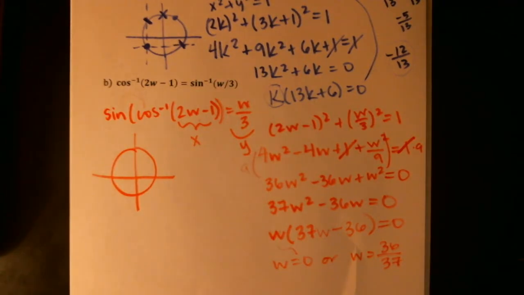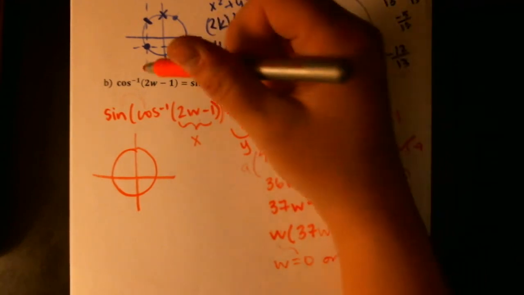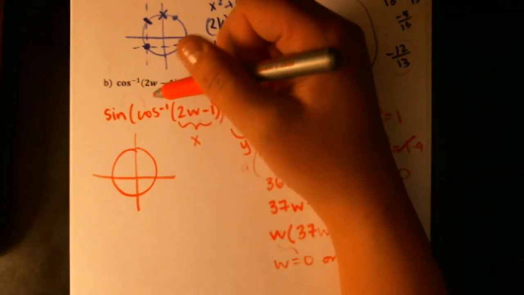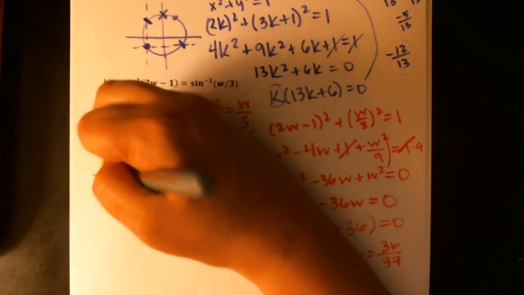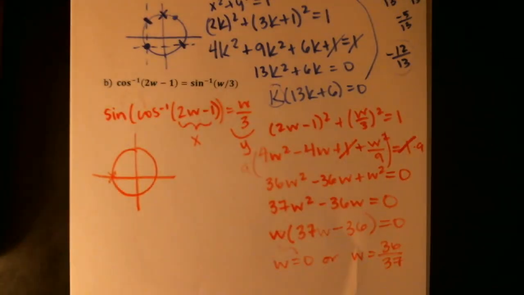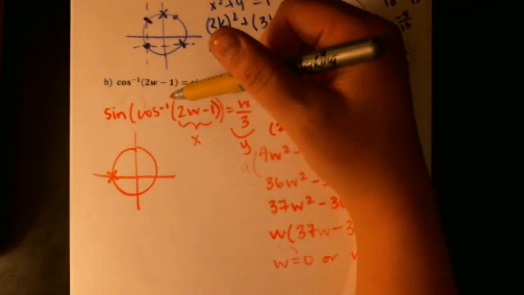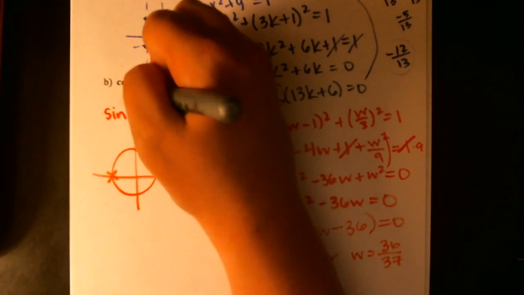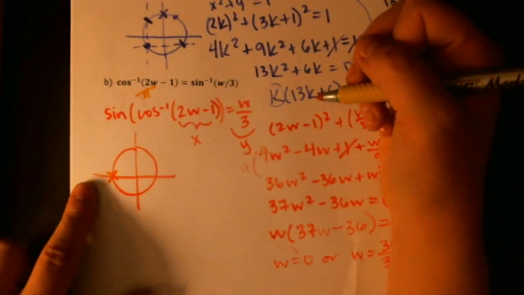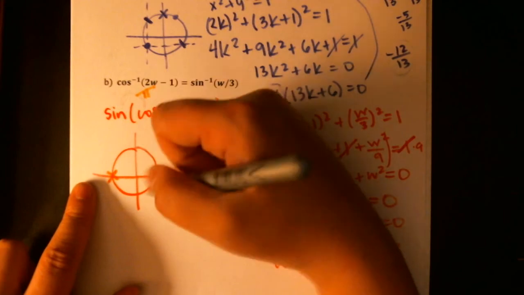Okay, so there are my two possibilities, and I have to check the same thing as before. Will those actually meet up at a point in quadrant 1 so that both inverse cosine and inverse sine are happy with it? So if w equals 0, I get inverse cosine of negative 1, which is going to put me over here. My x coordinate is negative 1, so inverse cosine is going to try and tell me my arc length is pi. So this is not looking good, not over here on my quadrant 1 chunk.